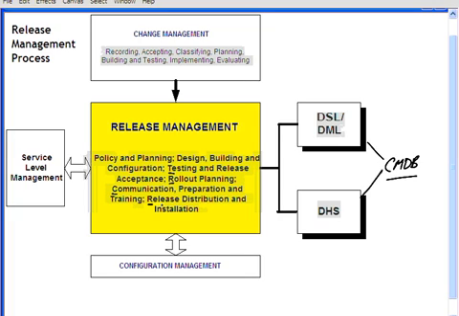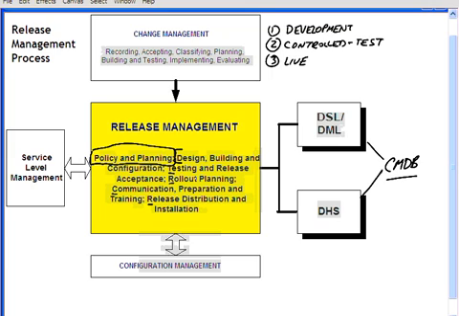Now, one thing that makes this easier is you can break this down into 3 different environments. So as a release manager, you could have 3 separate teams or 3 separate committees or working groups that are helping on this process. For example, the development environment would be made up of policy and planning. And then you have what we call the controlled test environment.